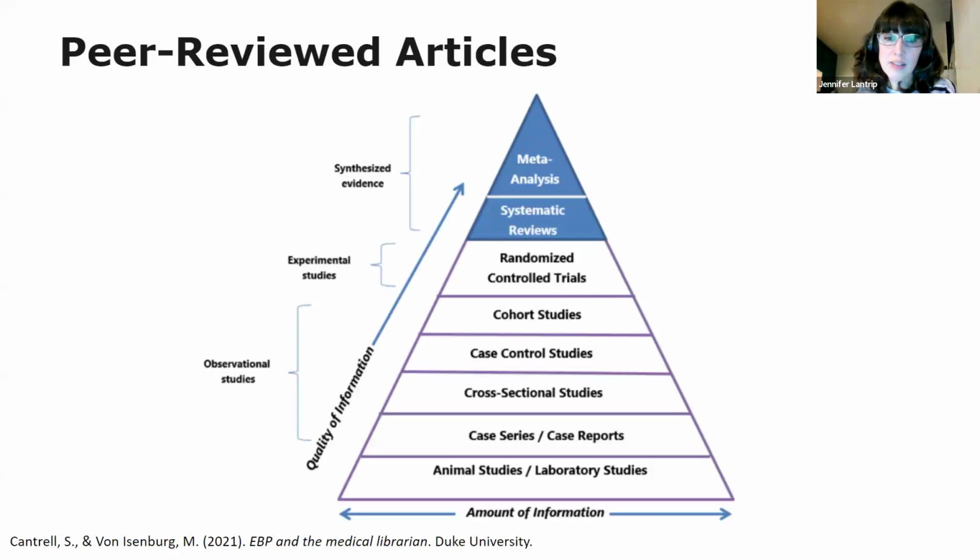Here we can see that the synthesized evidence is the highest level of evidence, whereas experimental studies are lower and then observational studies are at the bottom. Animal studies are below that and are not listed in the evidence grades in the AOA clinical practice guidelines.